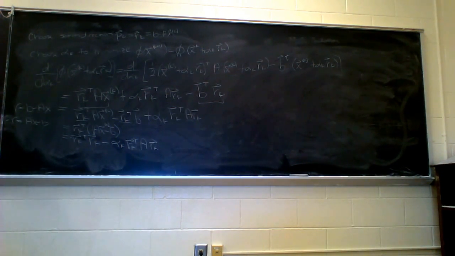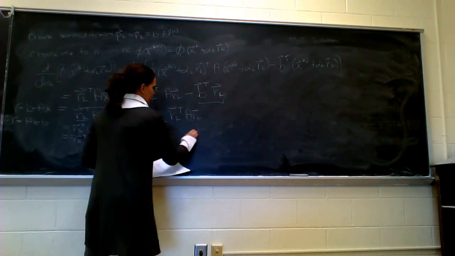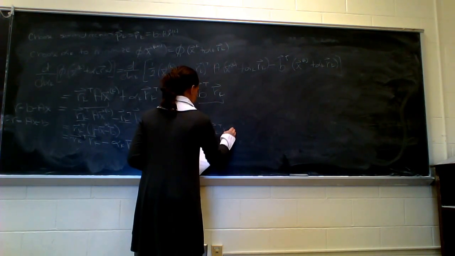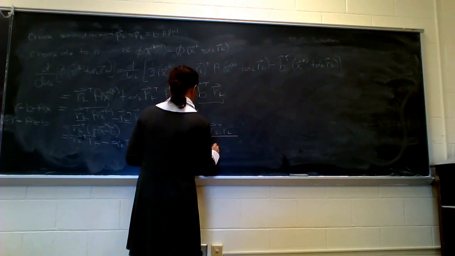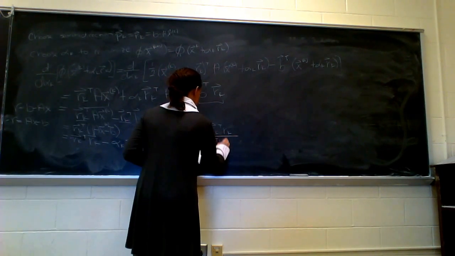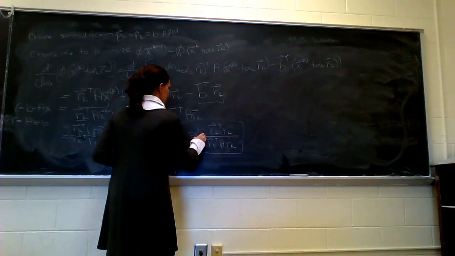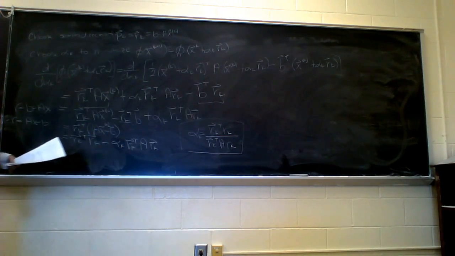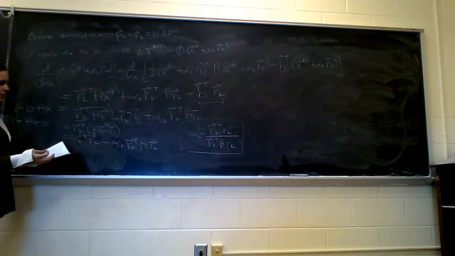Okay, so now we can finally solve this for alpha. If we solve for alpha, move to the other side and divide, we get RK transpose RK over RK transpose A RK. And that's how we define alpha in this method of steepest descent.